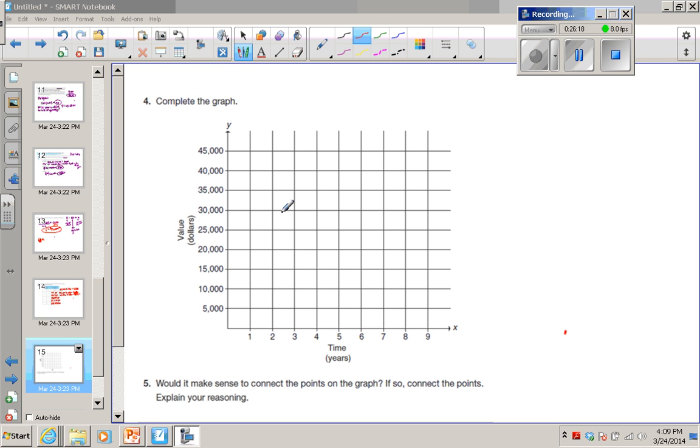My apologies. It's not starting at the origin. It's starting at 0, 50,000. Okay, so it should look something like this, and then it says, would it make sense to connect the points on the graph? If so, connect them and explain your reasoning.